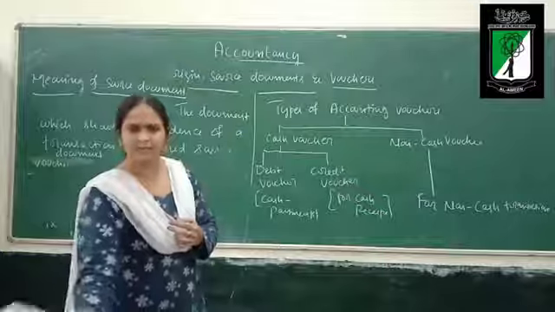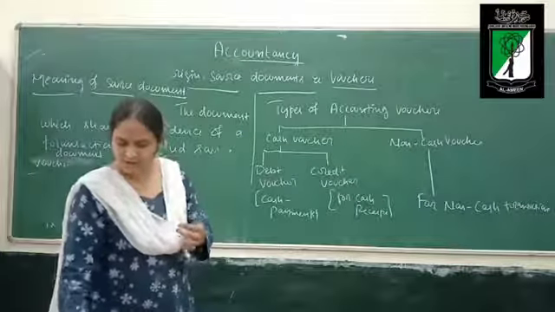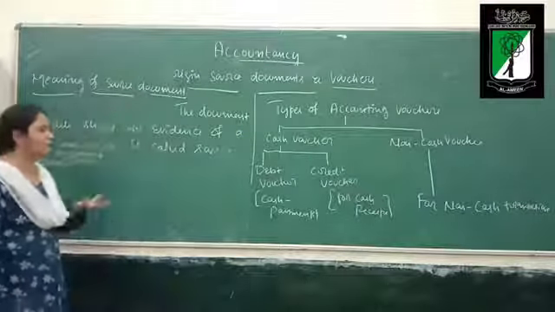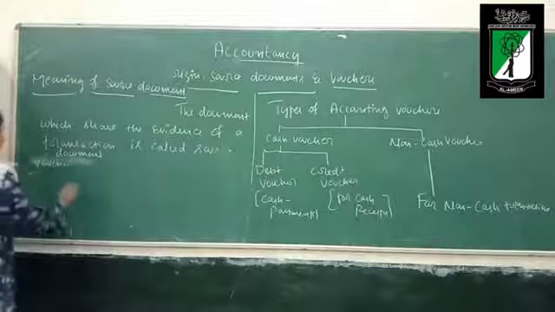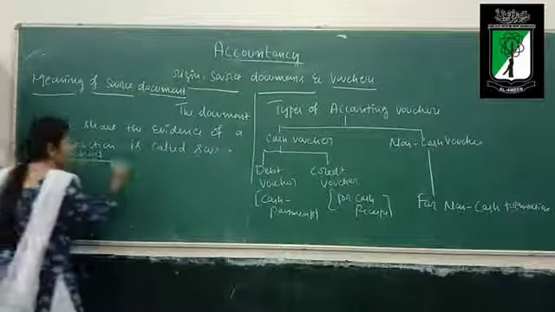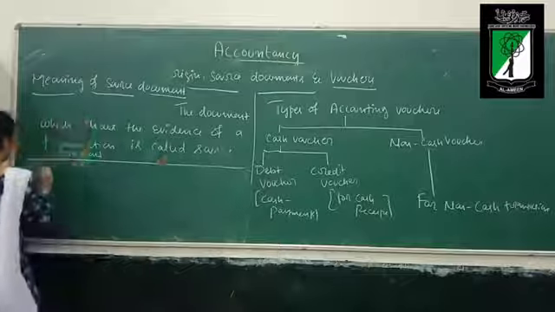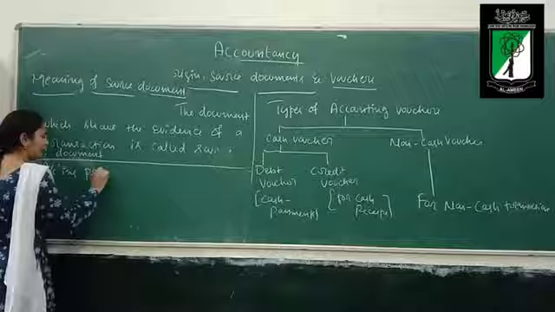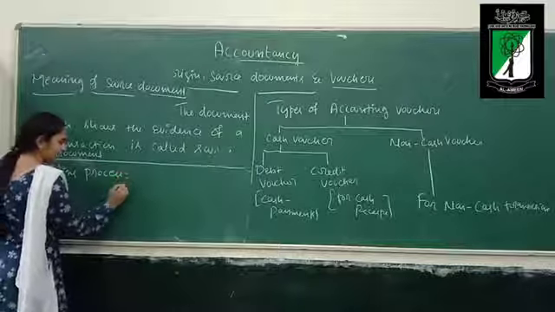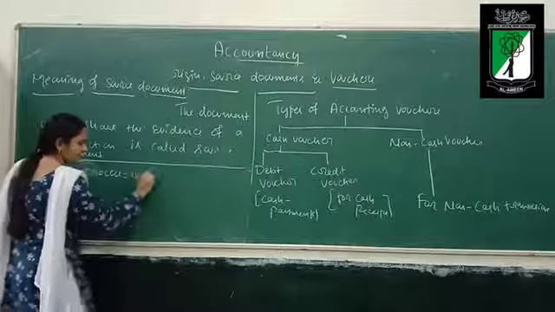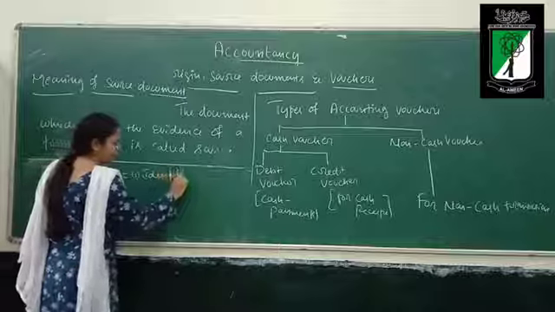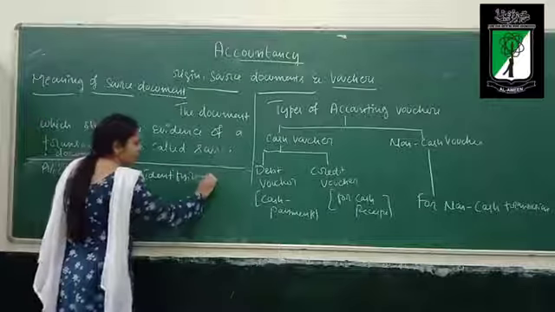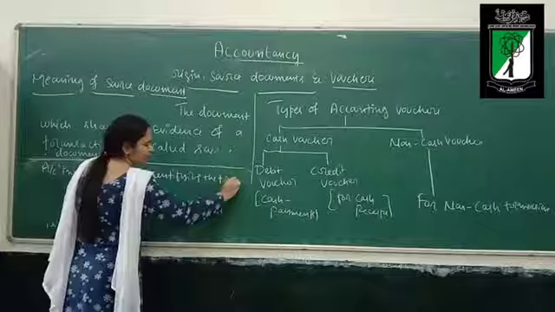See, in business, a number of transactions occur. The accounting process starts with identifying business transactions. How does the accounting process start? It starts with identifying business transactions. So what type of transactions are identified?